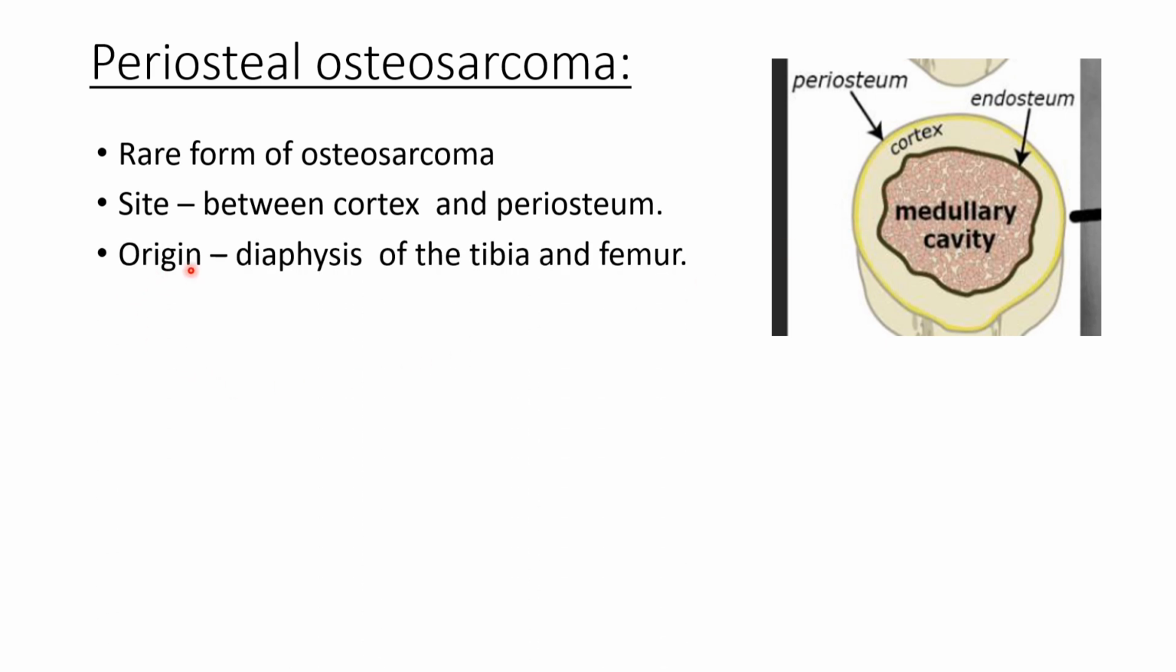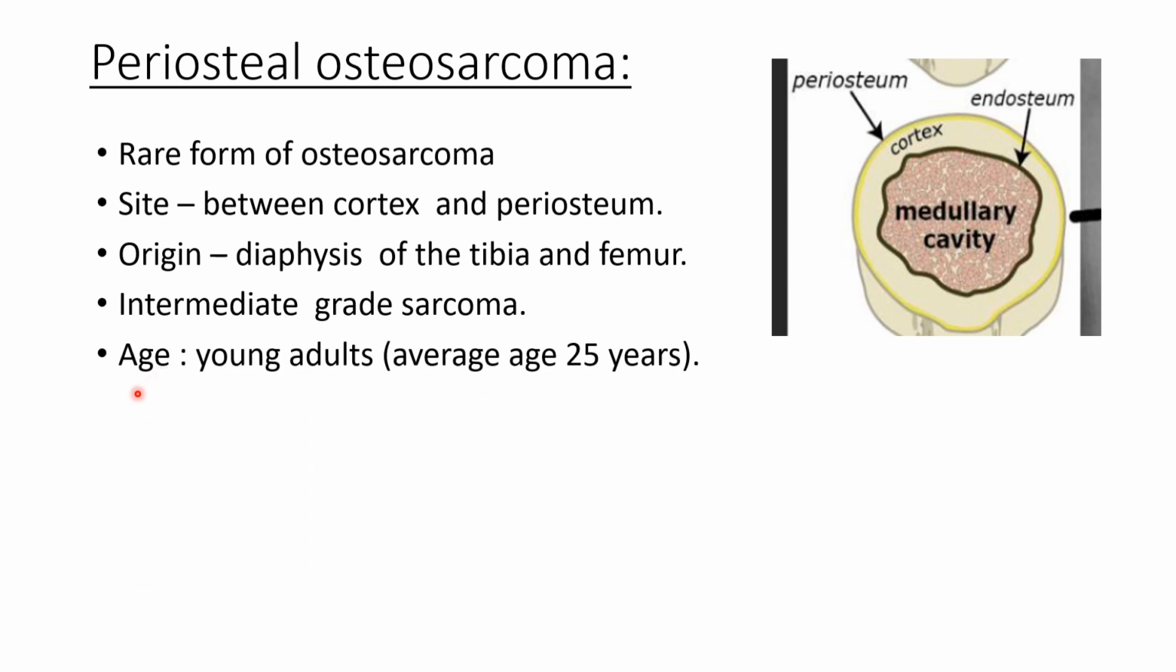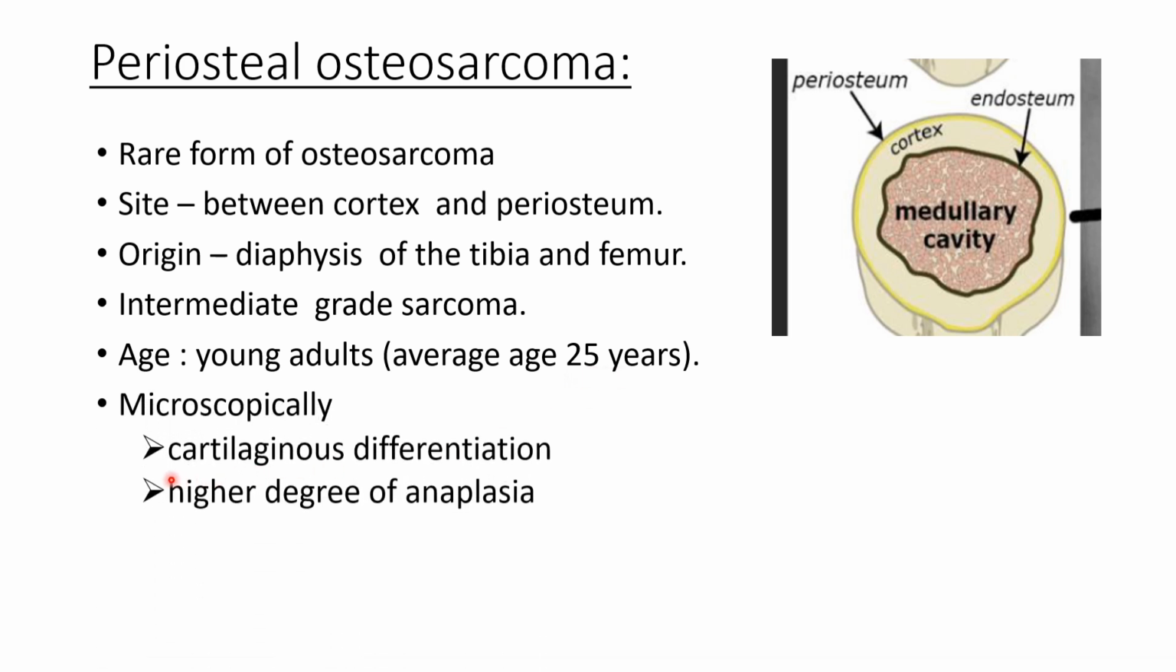And it originates from the diaphysis of the tibia and the femur bones. It is an intermediate grade sarcoma which is neither aggressive nor slow growing. It occurs in young adults with an average age of 25 years. Microscopically, we can see differentiation of cartilage and high degree of anaplasia.